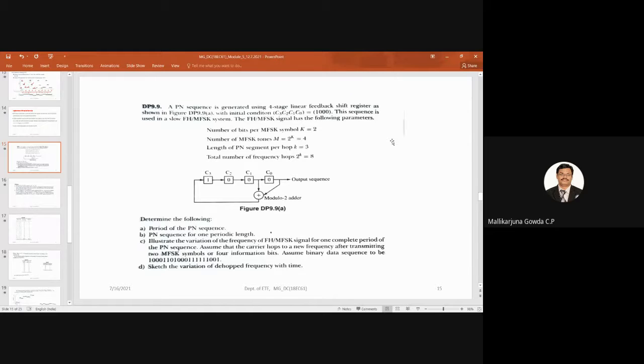So, the period of the PN sequence. We have already done something similar to this. I hope everybody can write the table quickly. Write C3, C2, C1, C0. Do the XOR of C0 and C1. Okay. So you will be able to show a table with 16 states.